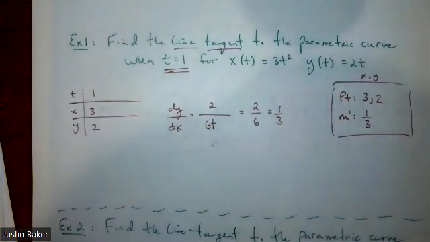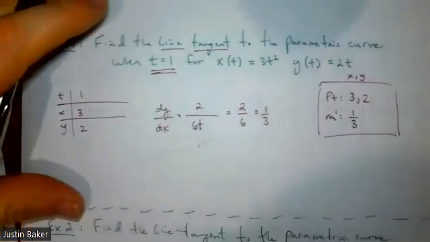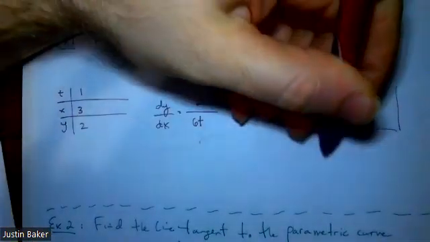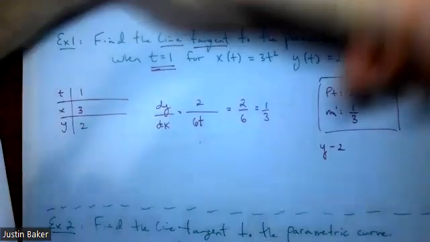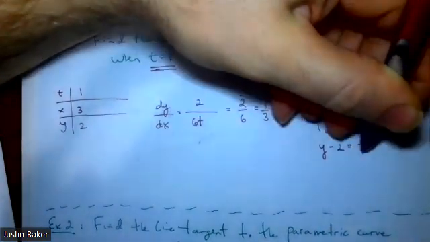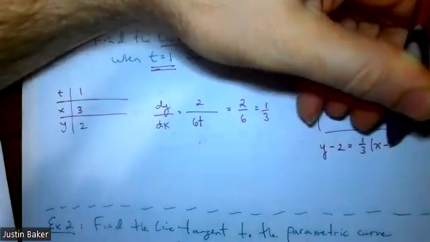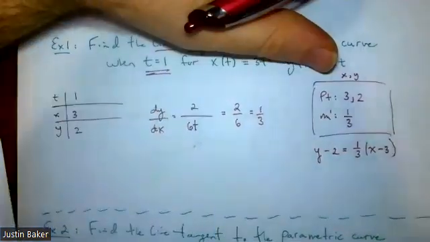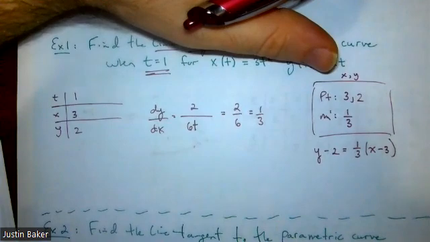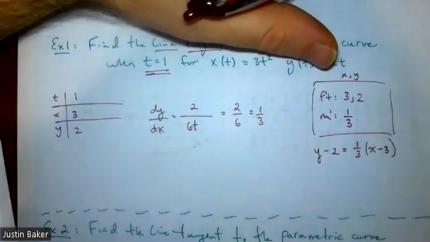And then just like in all of our other tangent line problems, once you've completed the box, we're good to go. So this would be y minus 2 is equal to 1/3 times (x minus 3). Any questions there?